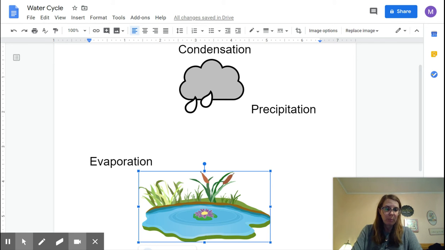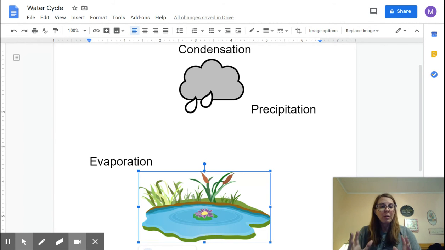condensation, and precipitation. We'll start off with evaporation. Evaporation is when liquid water gets heated and turns into a gas called water vapor. So here in our picture, we have the pond there, and as the sun hits the pond, it heats up the water and it turns the water into water vapor. The water vapor then travels up into the air, and the higher it gets, the colder it gets.